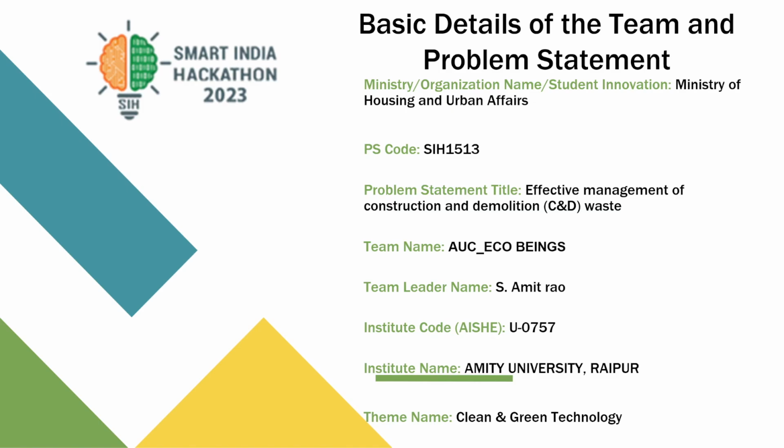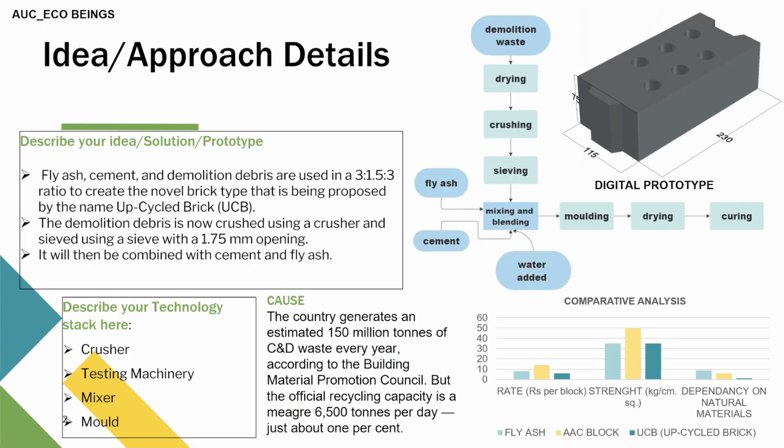Our problem statement is effective management of construction and demolition waste under the theme Clean and Green Technology. Our idea is to introduce a novel kind of brick whose constituents will be fly ash, cement and demolition debris at a ratio of 3 to 1.5 to 3, and we'll be naming it as upcycled brick or UCB.